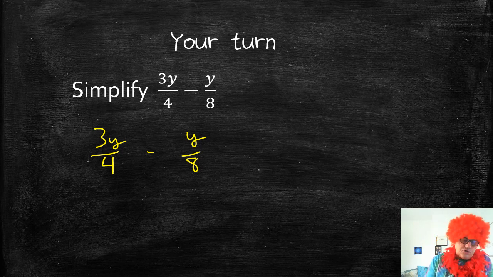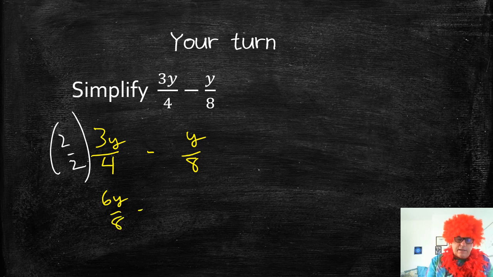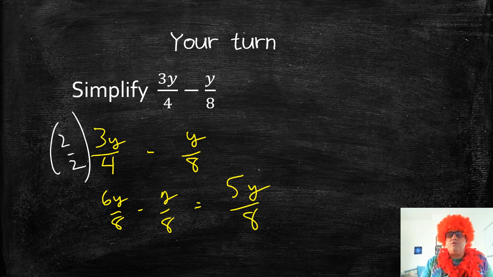So that means we only need to change one fraction. Multiply this fraction by 2 over 2. So now I have 6y over 8 minus y over 8, which is simply 5y over 8. Again, if we change the bottom to 32, it'll still work, but after we subtract, we would have to do some simplifying.